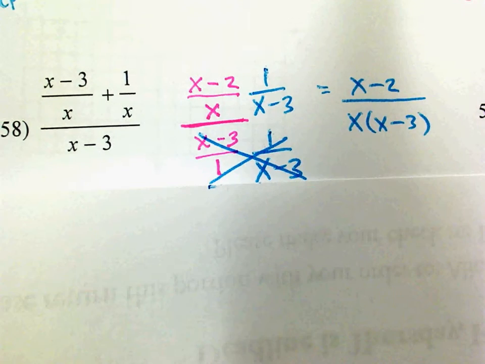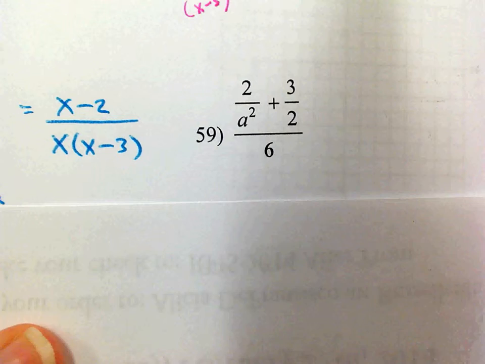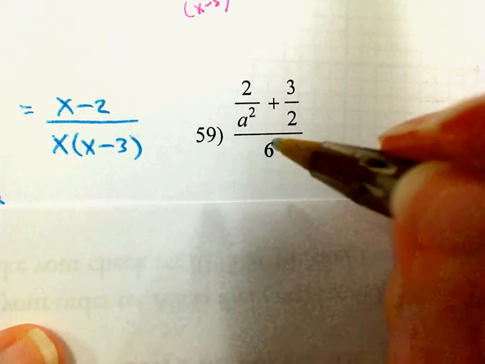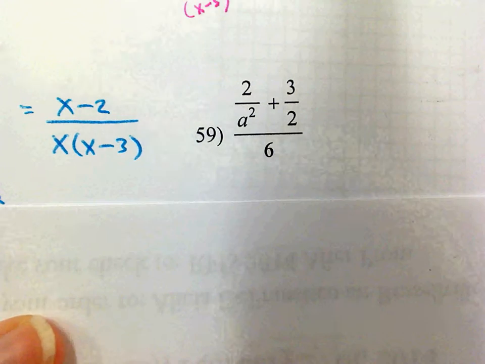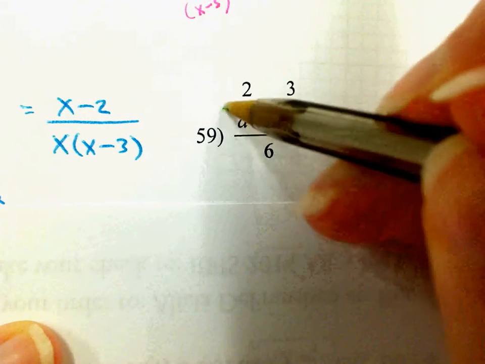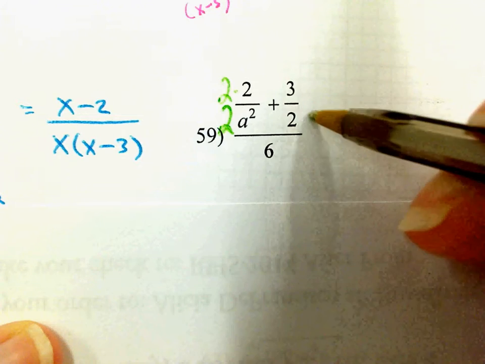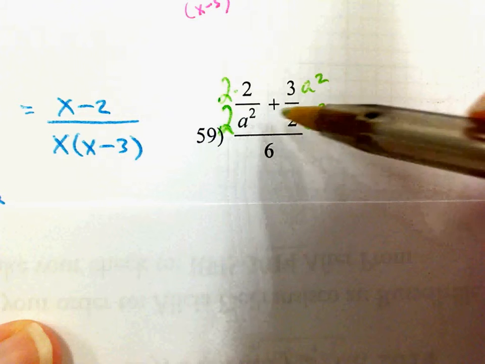Okay, do these have a common denominator? Nope, so what would you do? What would be common between a squared and 2? Both of them? So what do you need on this side? 2. What do you need on this side? A squared? Okay, so now do they have a common denominator, 2a squared? Okay, so what's the numerator?